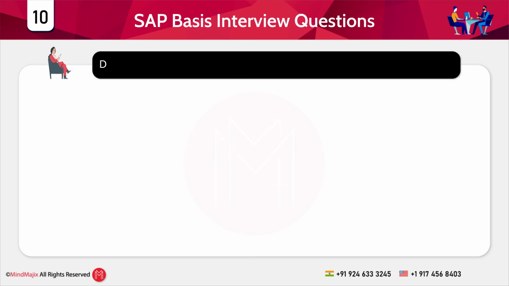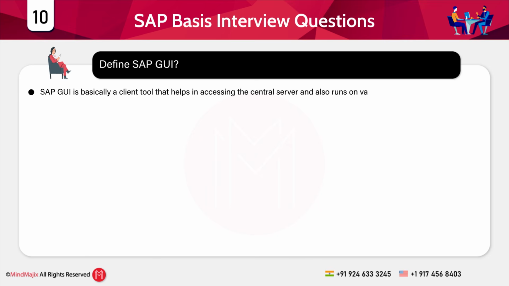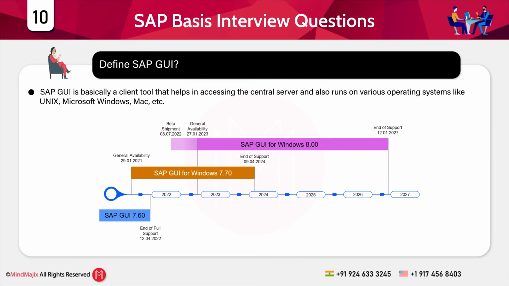The next question is, define SAP GUI. So SAP GUI is basically a client tool that helps in accessing the central server and also runs on various operating systems like Unix, Microsoft Windows, Mac, and so on. SAP applications like the SAP BI system and SAP ECC are all managed by SAP GUI.